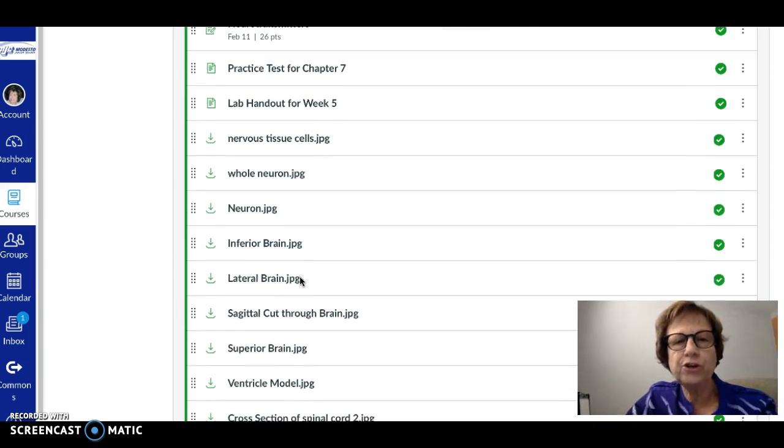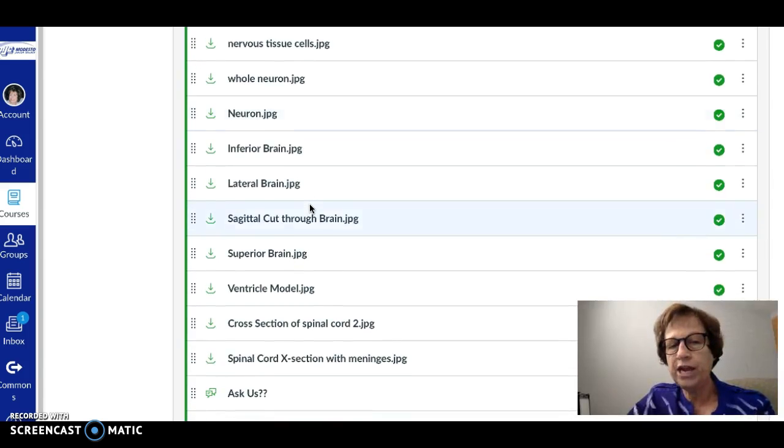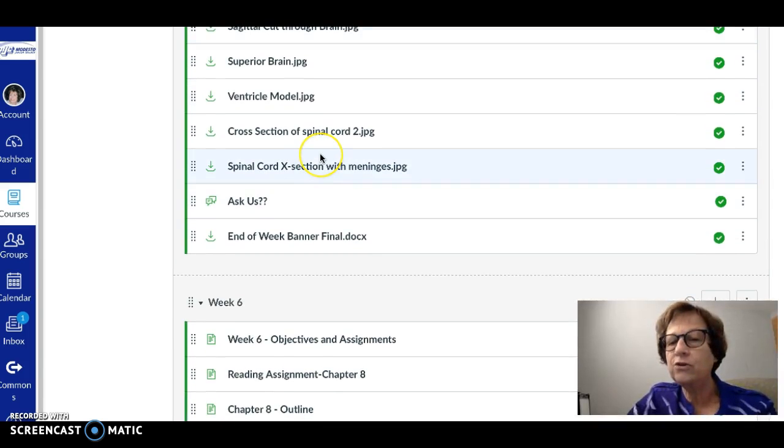You also have quite a few models in your lab area. So make sure this shows you have some nerve cells, and you have neuron models, brain models from different angles. So be sure that you study those as well.